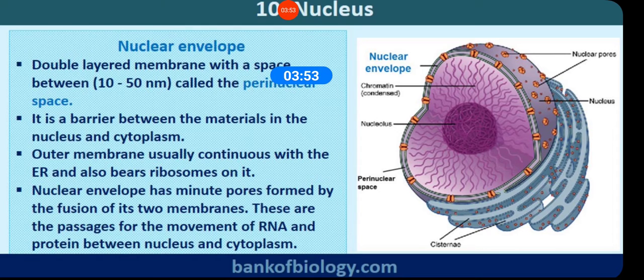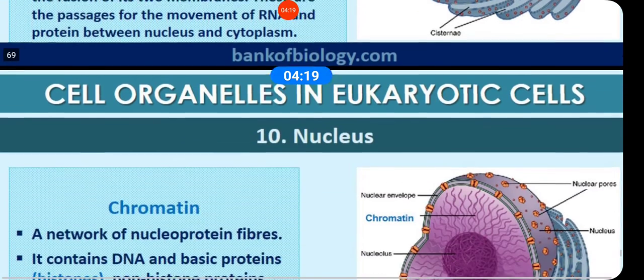What are those pores for? These pores are meant for the passage of RNA and protein between the nucleus and cytoplasm. As the DNA has to send the information to the organelles of the cell, RNA moves out through these pores. Okay, so that is why the DNA nucleus is called the ruler of the cell.